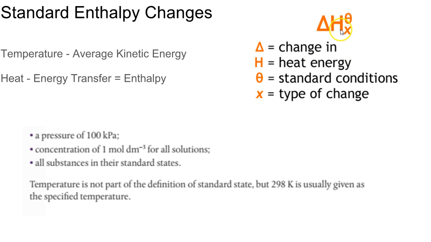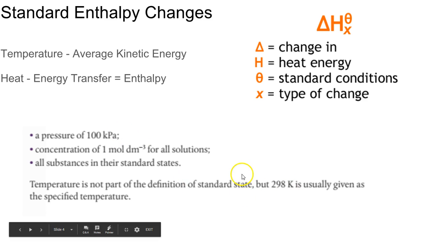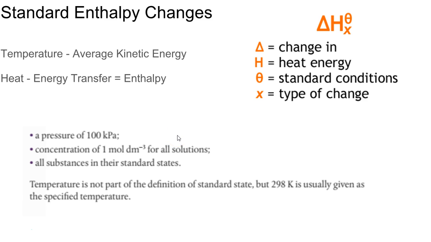And you could have a standard heat of formation, of combustion, of neutralization, of a reaction. We'll talk about the X later. But since these are standard conditions, these are at 100 kilopascals, at about 1 mole per decimeter cubed, and all substances are in their standard state. Now, what does that mean? It means that at 100 kilopascals and about 298 Kelvin, what state would you find these substances in? So that's the standard enthalpy change.